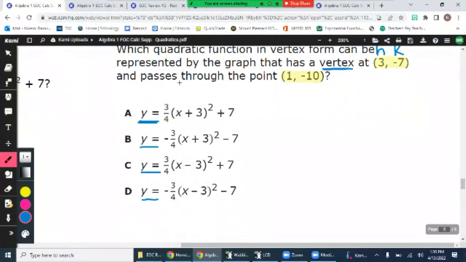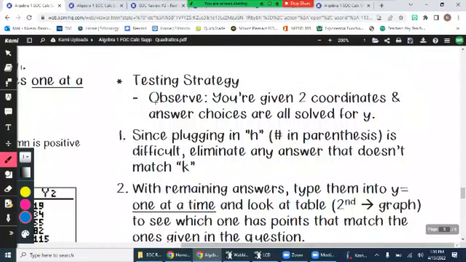But this part 1, I'm going to put a little star next to it because this part is optional. It is optional. If you don't know this part, you don't have to know it to answer this question, but it makes your life a lot easier. Since plugging in the H, plugging that number in the parentheses, is the most difficult part for you guys, we're going to focus on eliminating any answer that doesn't match K.